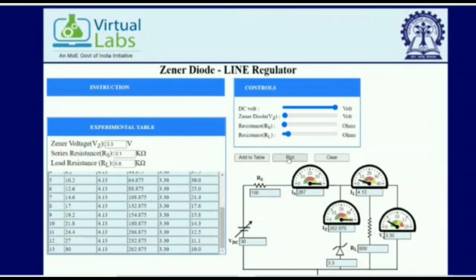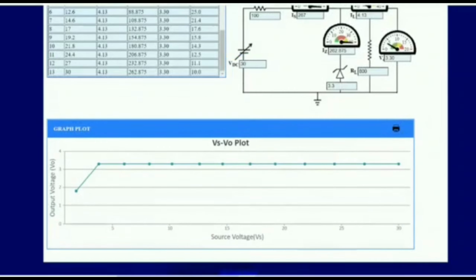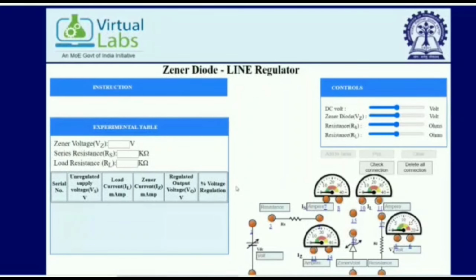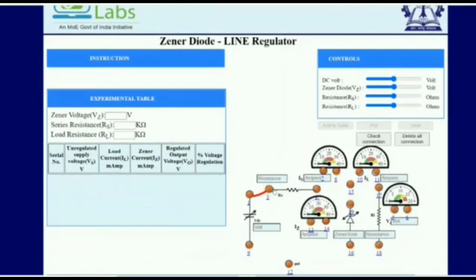So these are the values and now I'll give one plot so that will display me the graph. So that's all. And now zener diode line regulator. Here I have to connect the zener diode line regulator. Each point I have to connect by looking at the instructions that are given.